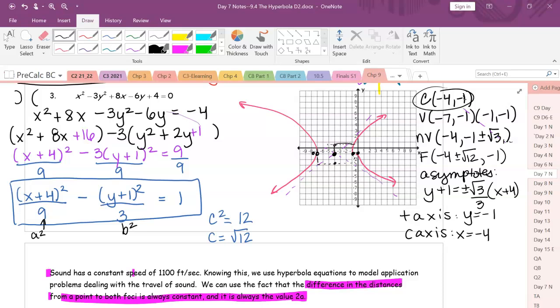If you want to go ahead and watch the rest of the video that's on the Canvas page, you can. If you're interested in looking at how to do those, it turns out sonic booms actually are an application of hyperbolas. So if that is interesting to you, you can go ahead and watch the other video to see that.